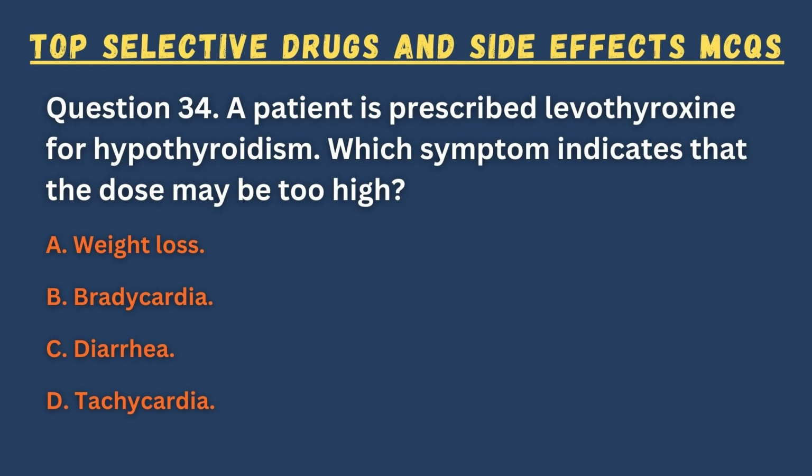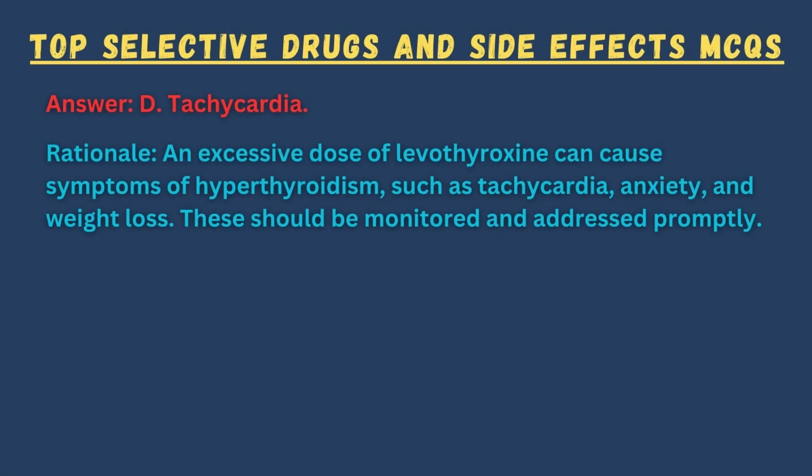Question 34. A patient is prescribed levothyroxine for hypothyroidism. Which symptom indicates that the dose may be too high? A. Weight loss. B. Bradycardia. C. Diarrhea. D. Tachycardia. Answer: D. Tachycardia. Rationale: an excessive dose of levothyroxine can cause symptoms of hyperthyroidism, such as tachycardia, anxiety, and weight loss. These should be monitored and addressed promptly.